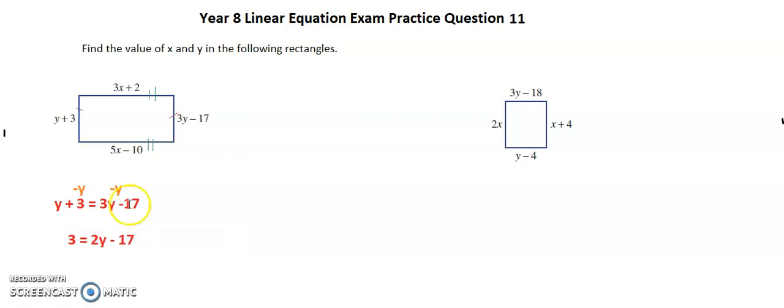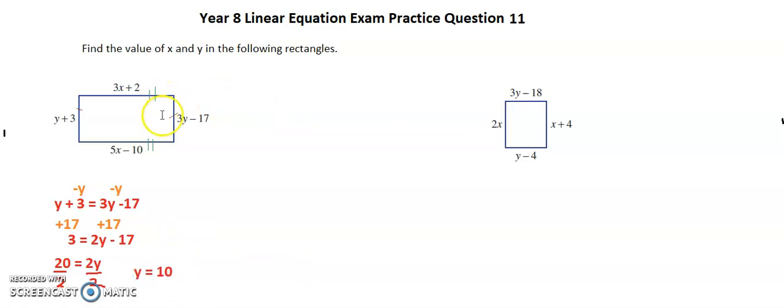Likewise again, I am wanting to get my constants onto one side, so I'm going to do the opposite of take away 17 and add 17 to both sides. If I add 17 to both sides, it cancels out the negative 17, and I'm left with 17 plus 3 is 20 is equal to 2y. Now, to get rid of the 2, I need to divide both sides by 2. That leaves me y is equal to 20 divided by 2 is 10.